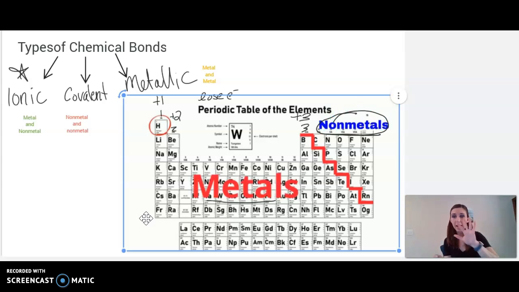So group 15 has 5 valence electrons. To get to that octet, it's going to want to gain electrons. So nonmetals are going to gain electrons. So if nitrogen, which has 5, gains 3, that will give it 8. So it'll have a -3 charge. Group 16, -2, and group 17 is going to have a -1 charge for the 1 electron it will gain.